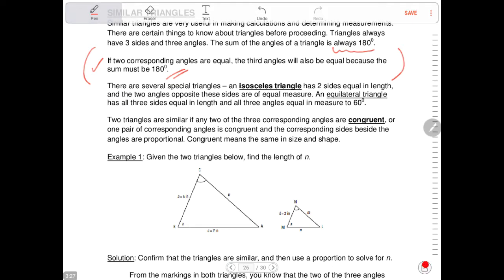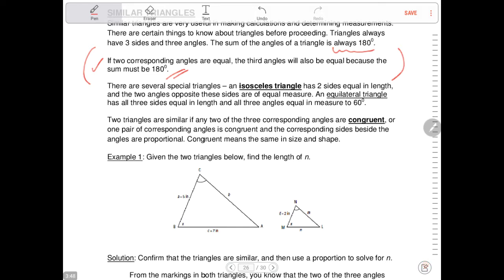We're moving down here. There are several special triangles. An isosceles triangle has two sides equal in length, and the two angles opposite these sides are of equal measure. An equilateral triangle has all three sides equal in length and all three angles equal in measure.